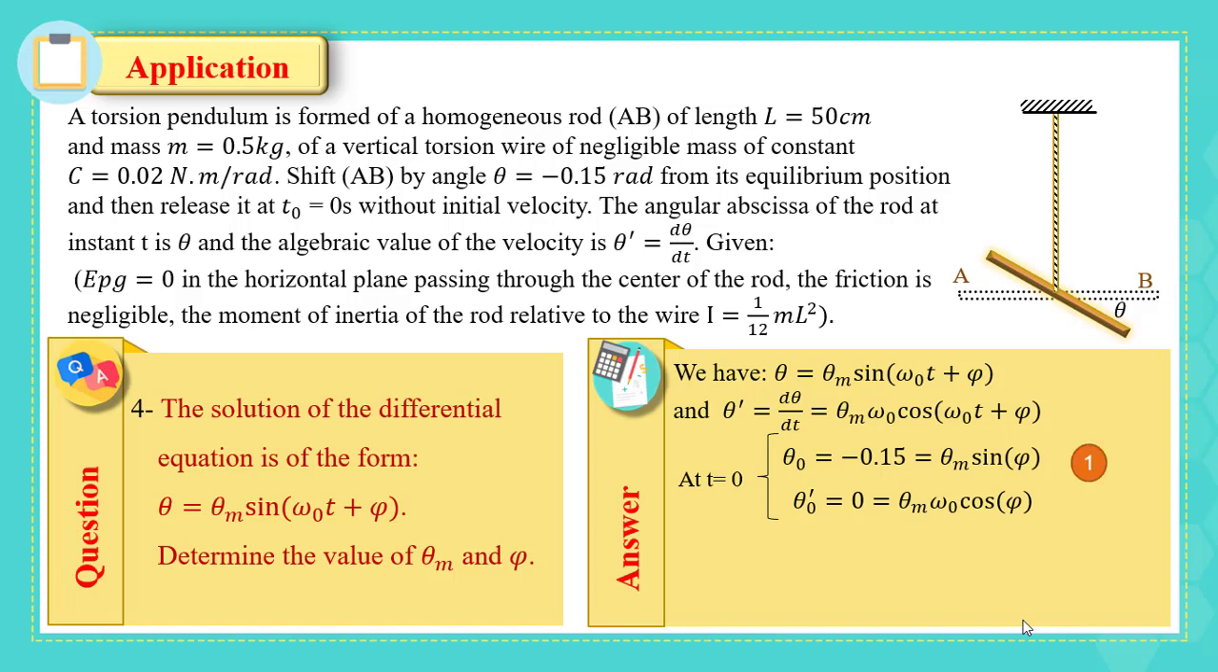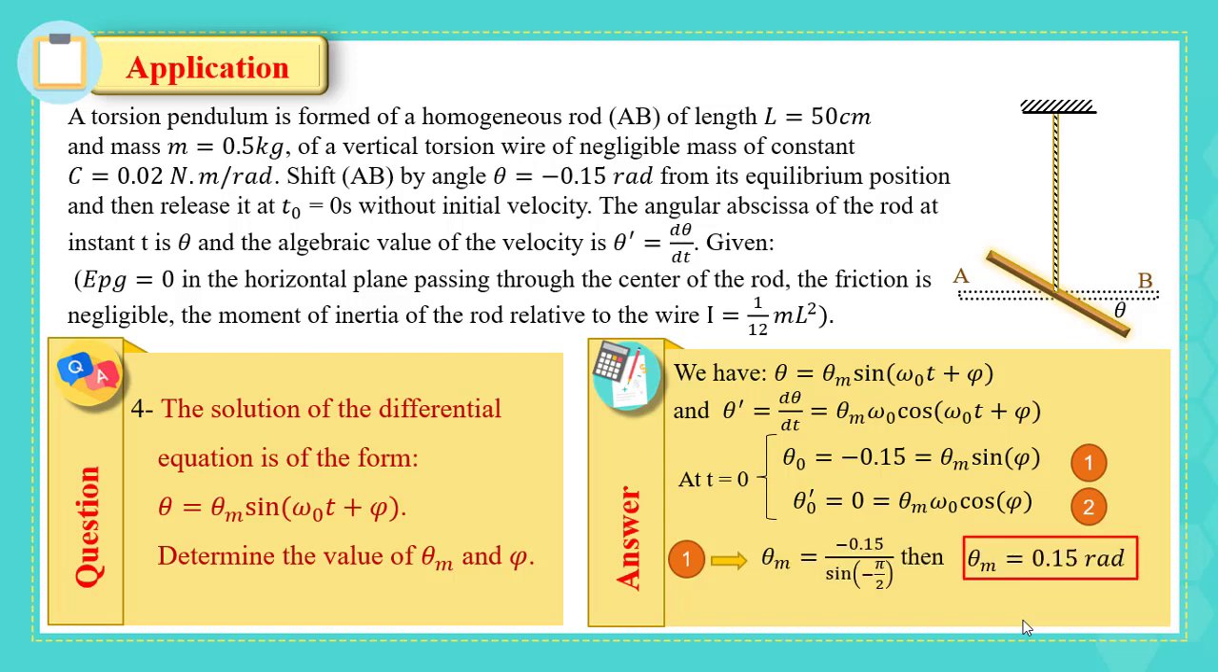Now we have two equations. We start with the second one. Why? Because cosine phi is 0 in two methods. Either if phi is minus pi over 2 or plus pi over 2. To know which one is correct, we go back to the first equation. Minus 0.15 equals to theta maximum sine phi. But we know that theta maximum is positive, then sine phi is the negative part and phi is minus pi over 2. Replace phi by the first equation. We can find that theta maximum is 0.15 radians.